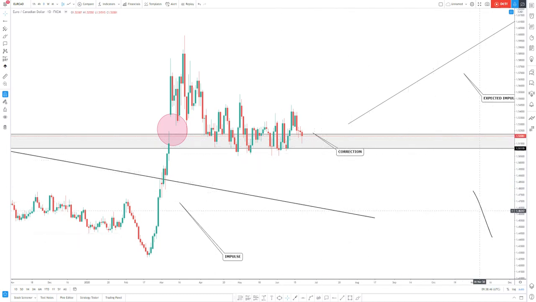Now, if we look at this real quick with our fibs, where's my fibs? Okay, here it is. Swing low to swing high.